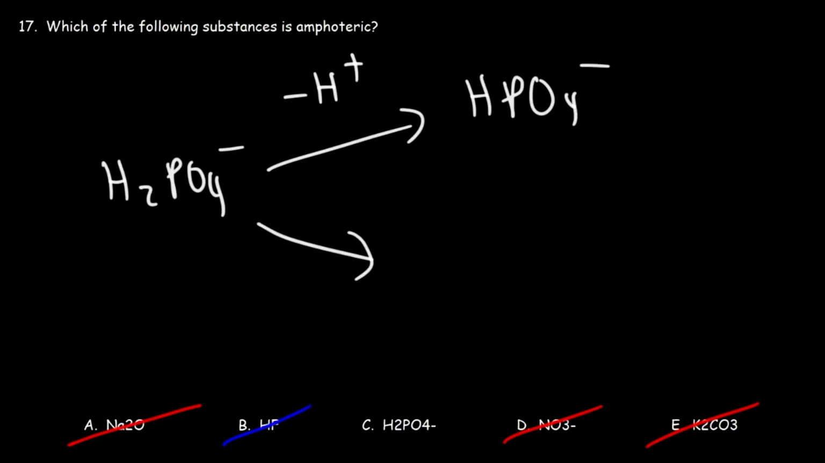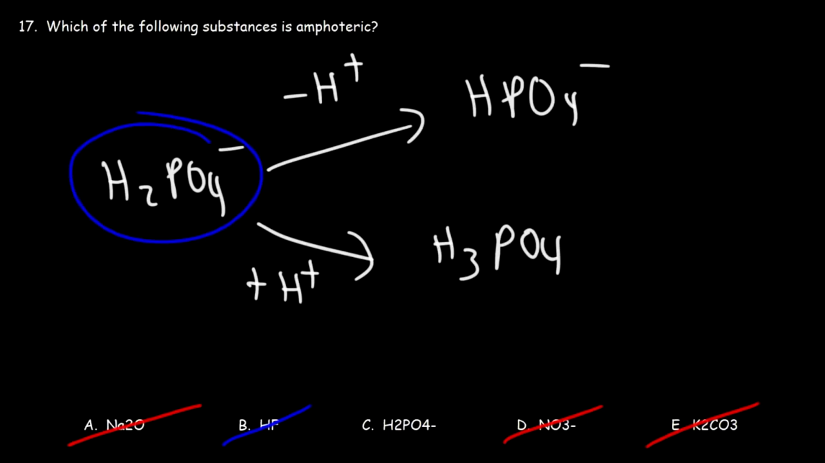H2PO4- or dihydrogen phosphate can also accept a proton, turning into phosphoric acid. So this ion, or polyatomic ion, can behave both as an acid and as a base, which means that it's amphoteric. So C is the right answer.